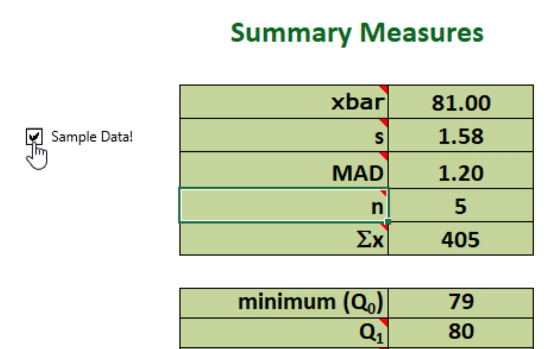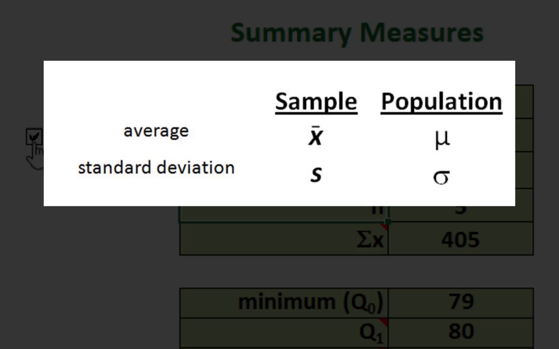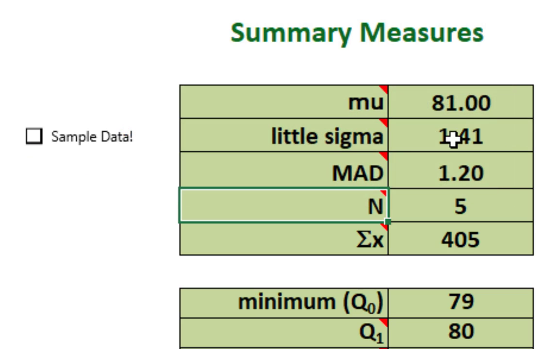So just recapping here, the symbols that are used in statistics. When you have a population, the average is referred to as mu, and the standard deviation is referred to as little sigma. When you have a sample, the average is referred to as x bar, and the standard deviation is referred to as little s. But the big thing that y'all might be noticing is the measure itself actually changes.